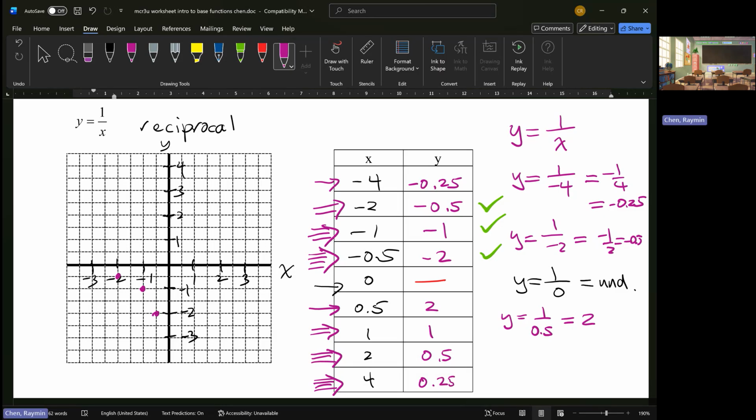Please, please, please don't memorize this. Rather, try to recognize a pattern or a trend. Pause the video if you want to see it yourself. Notice these 3 are nice key points. Let's plot those out. 0.5 and 2, that's up there. 1, 1 is right there. And 2 comma 0.5, that's right there.